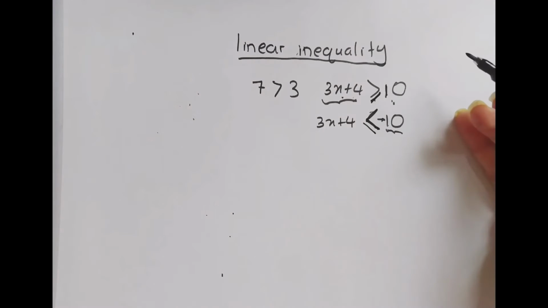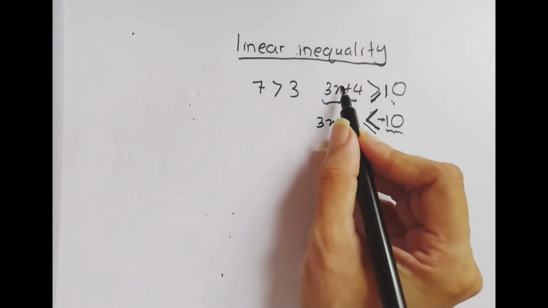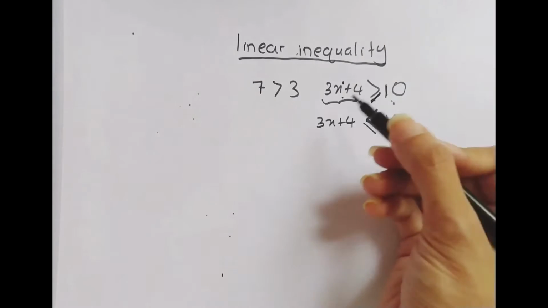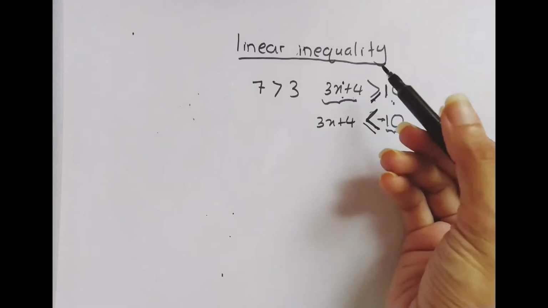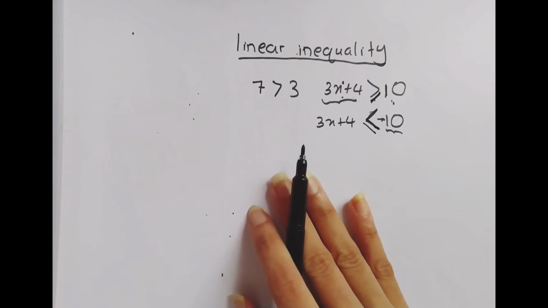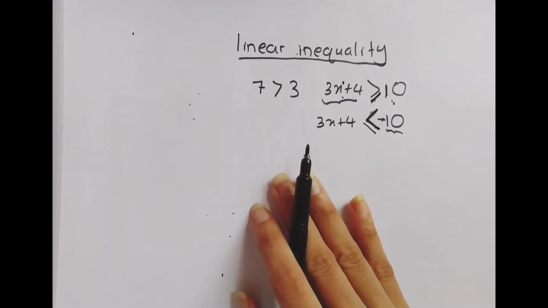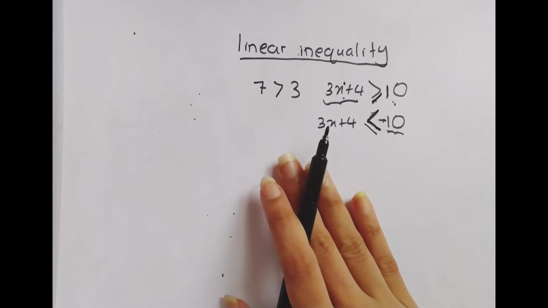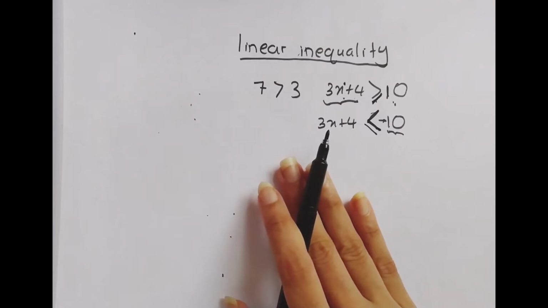So when we are solving linear inequalities, why do we say it is linear? Because here the power of x is 1. So when we are solving it, we solve in the same way as we do with simultaneous equations. But the only thing is, in multiplication and division by a negative number.